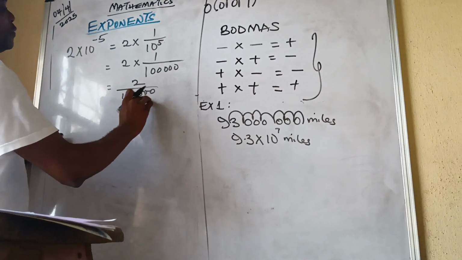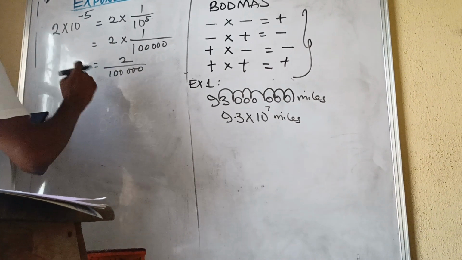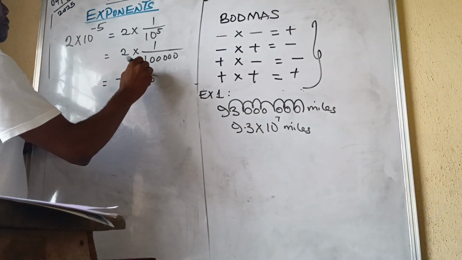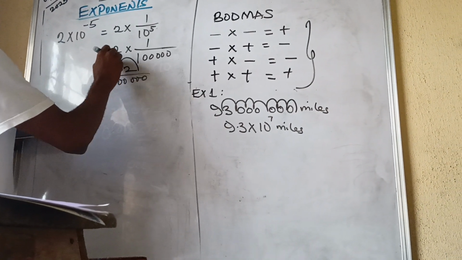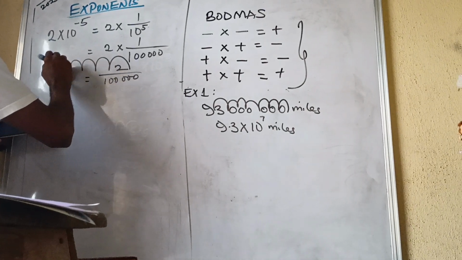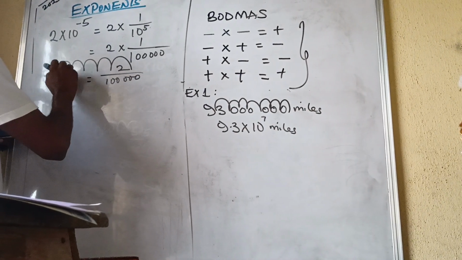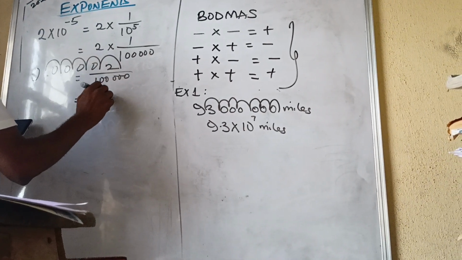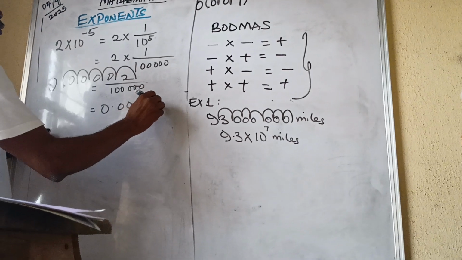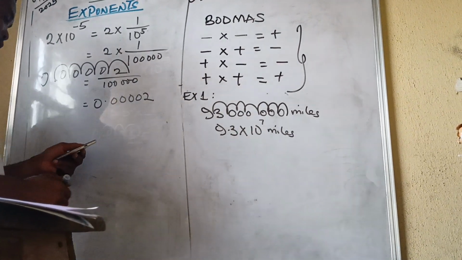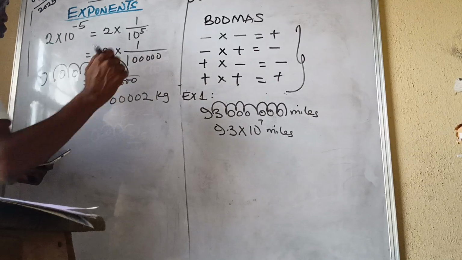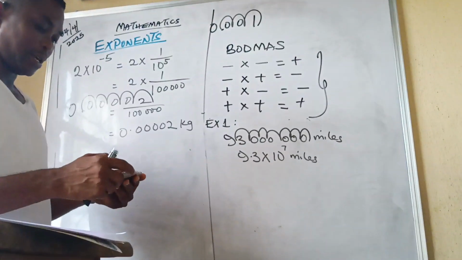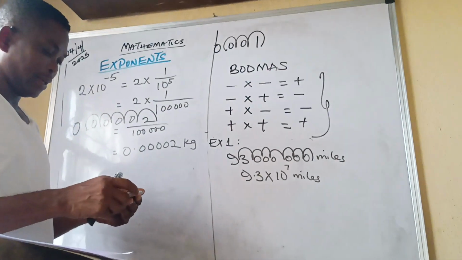So it means we are going to move from here 5 times to the left. My imaginary point is here. 1, 2, 3, 4, 5. This is where my point is. Put 0 here. 1, 2, 3, 4. So I'll end up having 0.00002 as my answer. Since it's in kilogram, you put your kilogram. Is that taken? So that is what they did there.